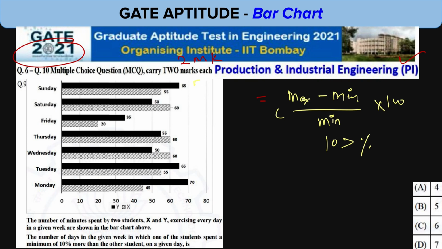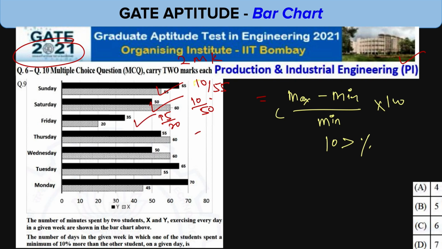So for that, 65 minus 55 is 10, divided by minimum, which is 55. So it is definitely greater than 10. Okay, so this is 1. 10 divided by 50, so it is still greater than 10%. Okay, because it's 20%. 2. 35 minus 20, that means 15 divided by 20, that is definitely more than 10%.